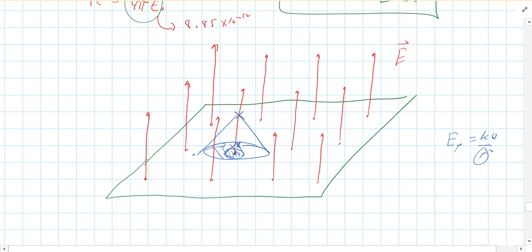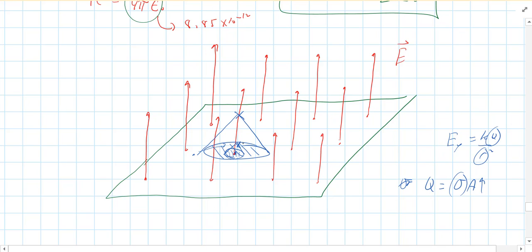But this cone, the amount of charge that's significantly contributing to the electric field, is also increased. Q has also gone up. Well, how much? Q equals sigma times A. Sigma is the density. That's not going to change. How much has your area gone up?